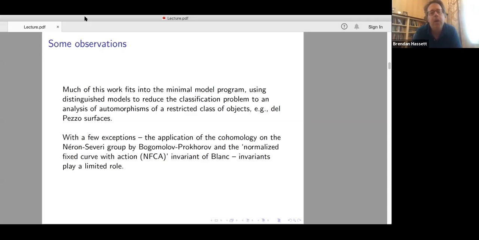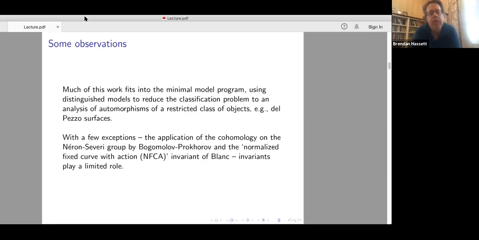So for example, a lot of the work on surfaces boils down to explicit analysis of automorphisms of Del Pezzo surfaces. And that's a huge advance because Del Pezzo surfaces are bounded, they're classified, you can write down equations, write down the automorphisms. And so the birational geometry reduces it to an honest classification problem where you have to write down subgroups of a certain group that have desired properties. So this is sort of at a high level how much of this work proceeds.